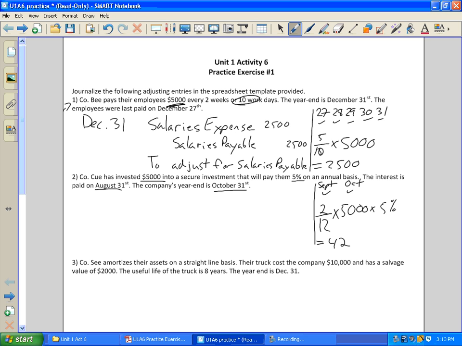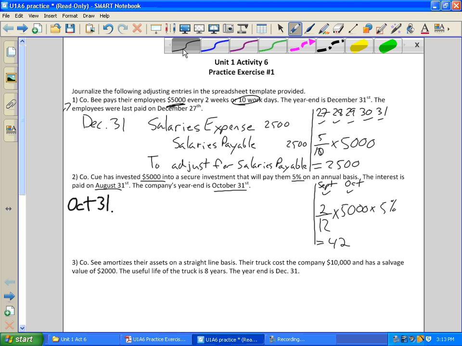Look, for our purposes, let's not mess with the pennies. Just round it up. I'm okay with the $42. If you wanted to put the pennies in, I'm not going to fault you for it, but just keep it simple. I like to just round it up to the nearest dollar. Pardon me, it's not December that we're working with. It's going to be October 31st. Let me change my pen here for a quick second.